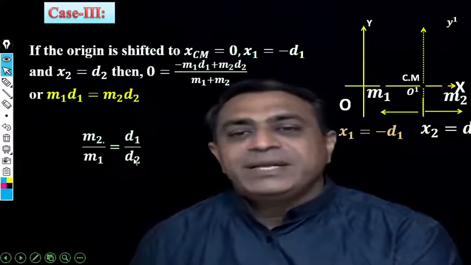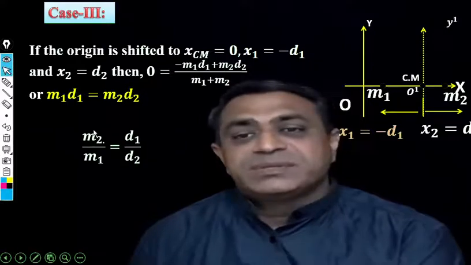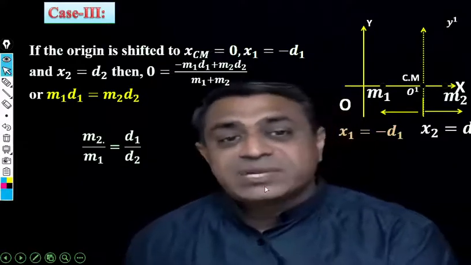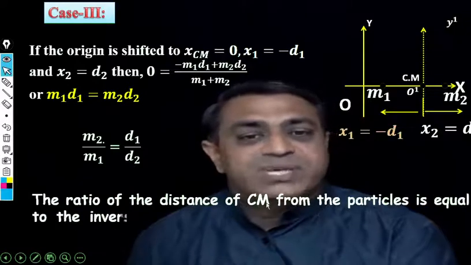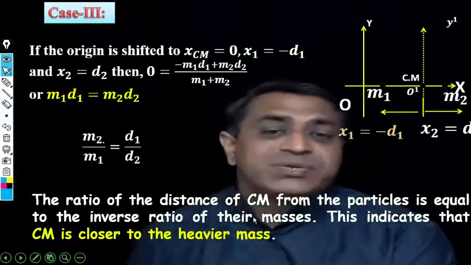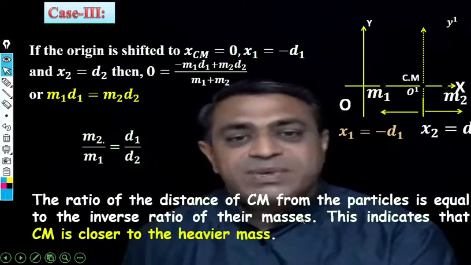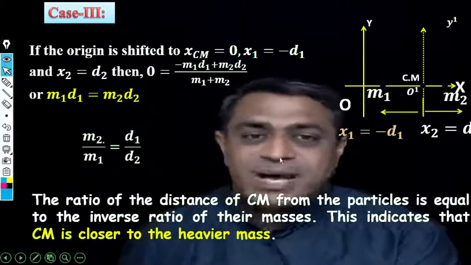So d1 by d2 is equal to m2 by m1. It means the distance is inversely proportional to mass. So the ratio of the distances of the cm from the particles is equal to the inverse ratio of their masses. It means the center of mass is closer to the heavier mass. Center of mass is always closer to the heavier mass.